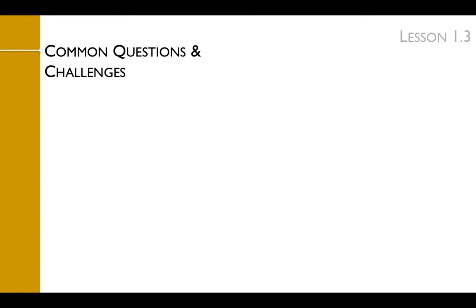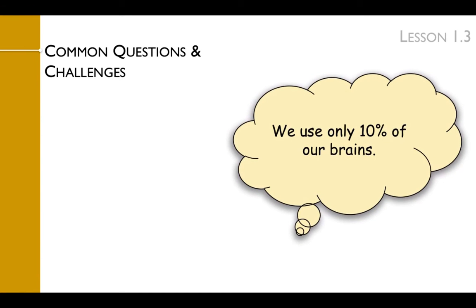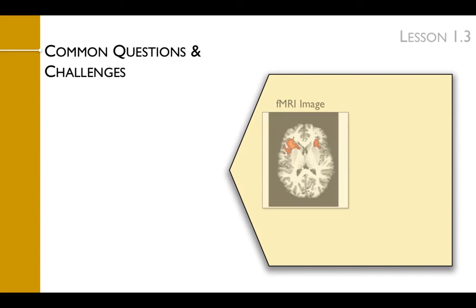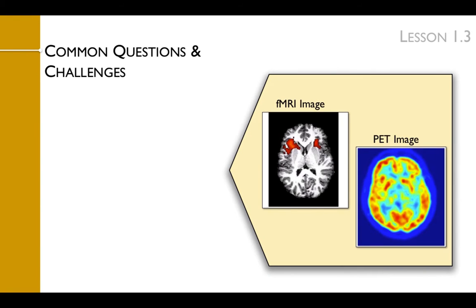This lesson also brings up a common student misconception, that we use only 10% of our brains. While images from fMRIs and PET scans might give the impression that only certain areas of our brain are active, they're just showing us which areas of the brain are most active as we complete different tasks, not that we only ever use certain areas of our brain. So it's also important to address this misconception as you're discussing these imaging techniques with your students.